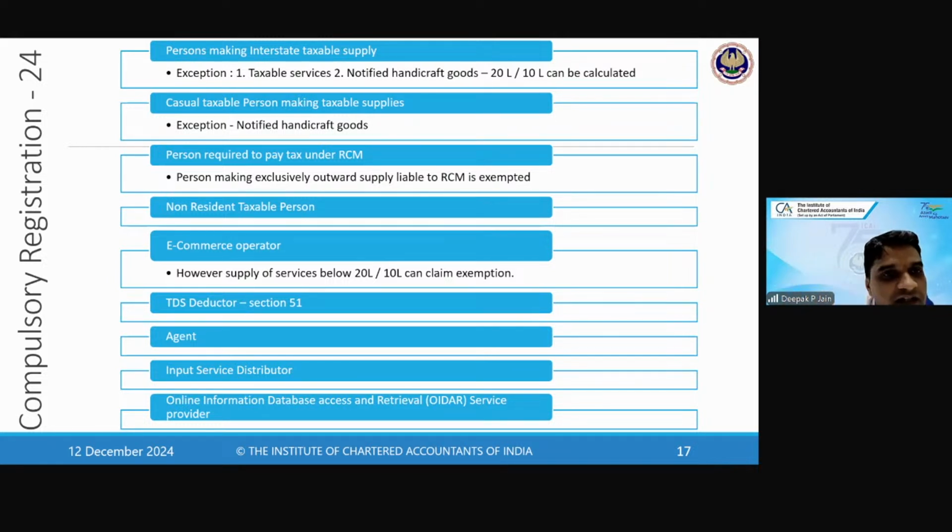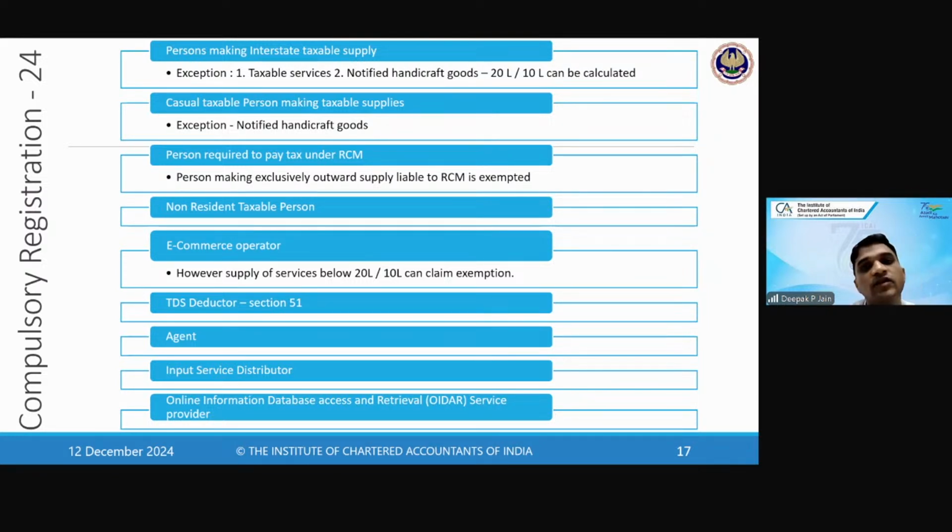Correct. In the Act, 3 months or 90 days is mentioned for a casual taxable person. That's what I said, no? 3 months. Did I say 6 months? 3 months. Yeah, 3 months is the limit for a casual taxable person. 90 days.